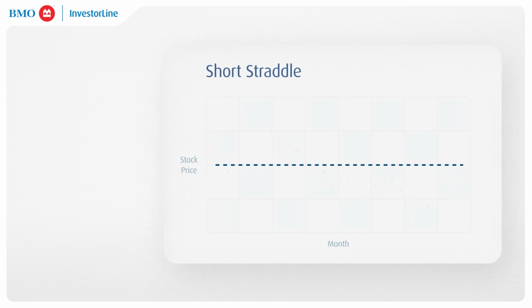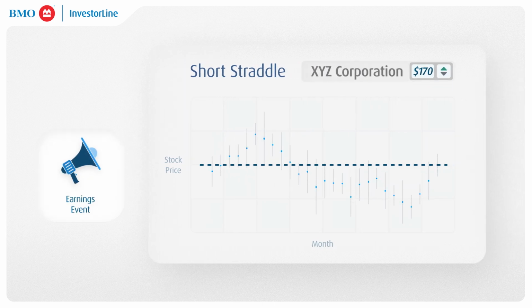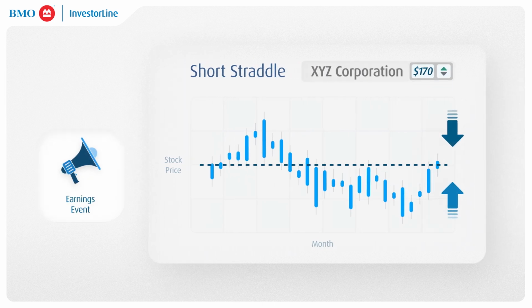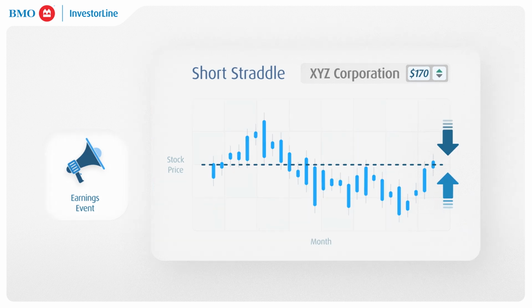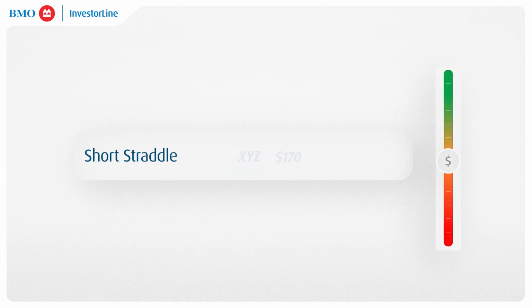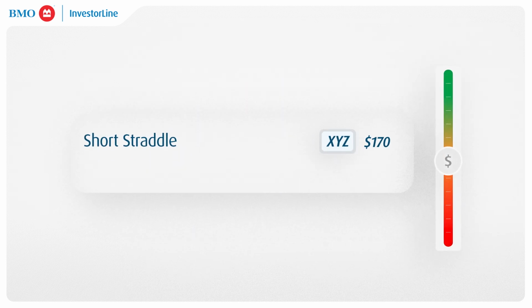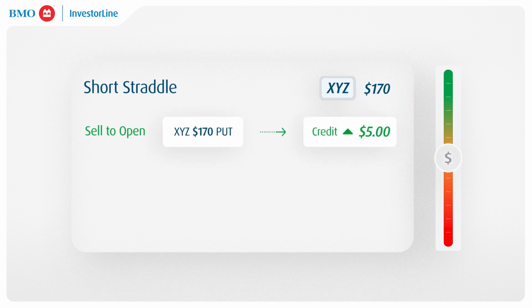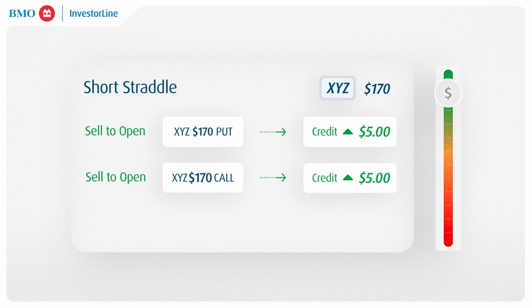Conversely, suppose an earnings event is coming up and you believe the stock will stay within a narrow trading range due to low volatility expectations. This is where a short straddle could be utilized to potentially generate income from the premiums collected. To create the short straddle, you might consider selling a put option with a strike price at the current price of $170 and simultaneously selling a call option with the same strike price of $170 and same expiration date.